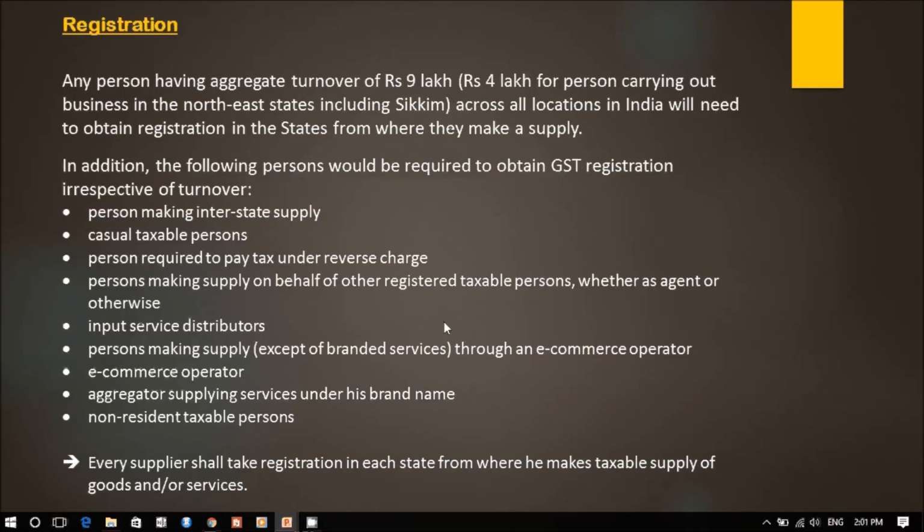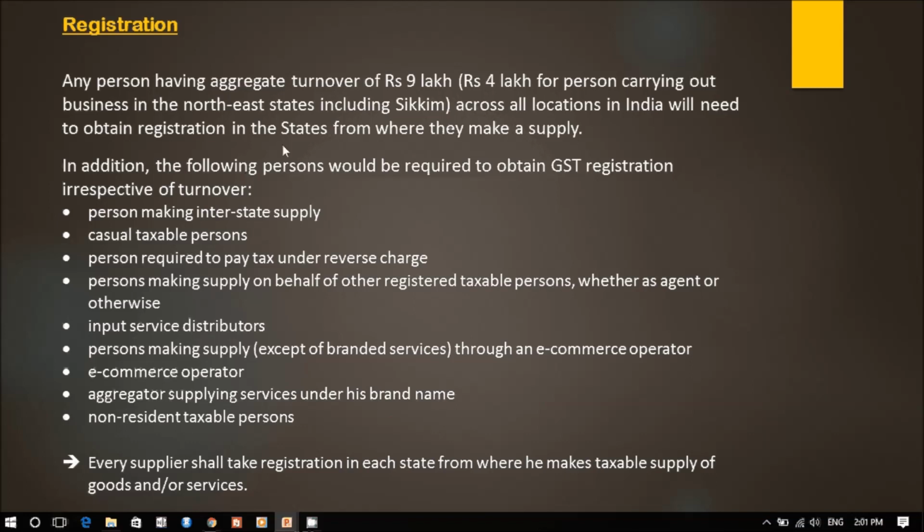Okay, now come to the part of registration. How would there be a requirement of registration under the GST model law? Any person having aggregate turnover of rupees 9 lakh, or rupees 4 lakh for a person carrying out business in the northeast states including Sikkim, across all locations in India, will need to obtain registration in the state from where they make supply.